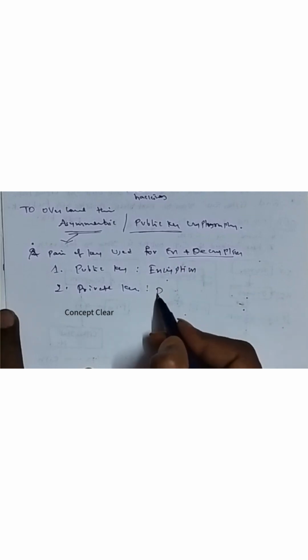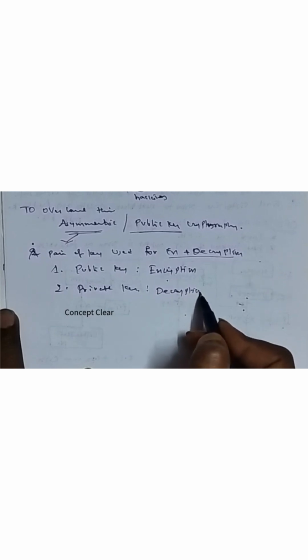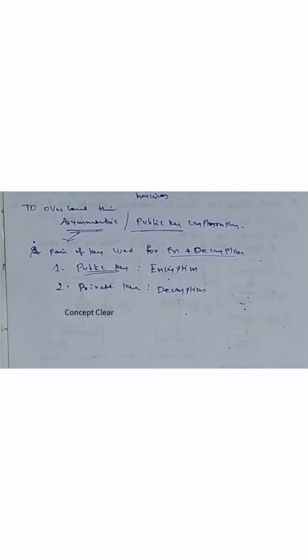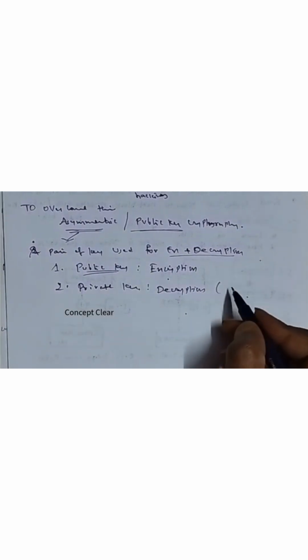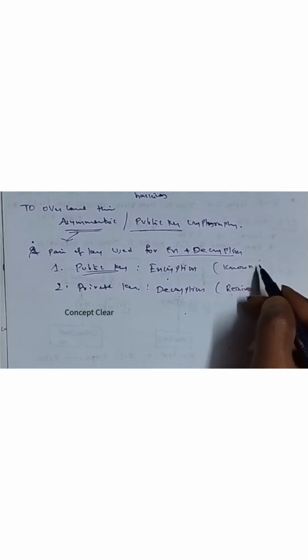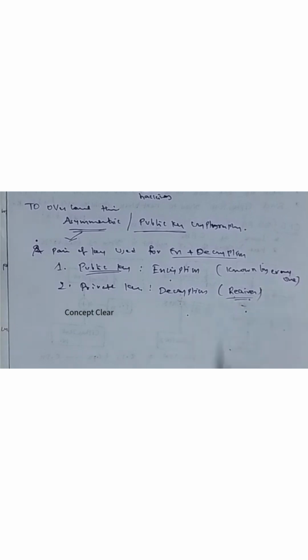The public key is used for encryption and the private key is used for decryption. What is the public key? The public key is known by everyone, so it is openly known by all people. And what about the private key? The private key is known only by the receiver.